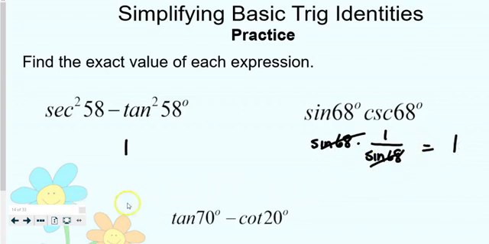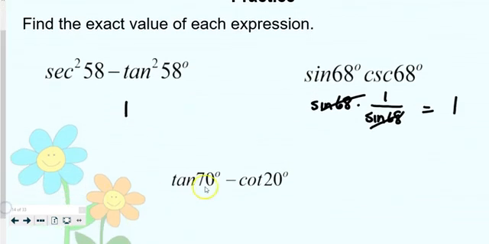And for our last one here, tangent of 70 minus cotangent of 20. Well, 70 and 20 are not the same number, but they are complementary angles. So the cotangent of 20 is the same thing as the tangent of 70. And if we subtract tangent 70 minus tangent 70, we get 0. We could also have changed the tangent of 70 to a cotangent of 20, and would have gotten the same result of 0.